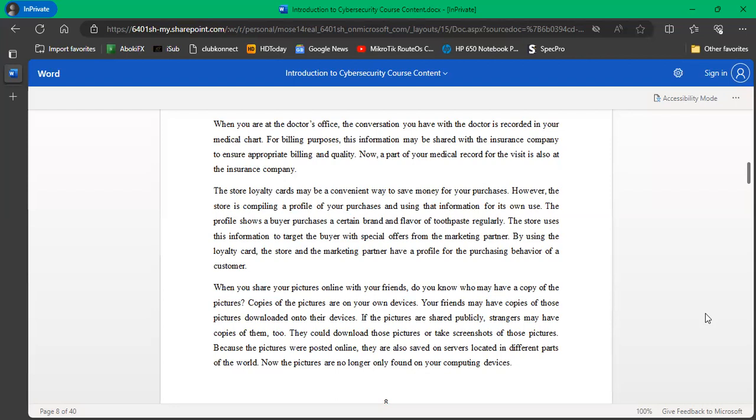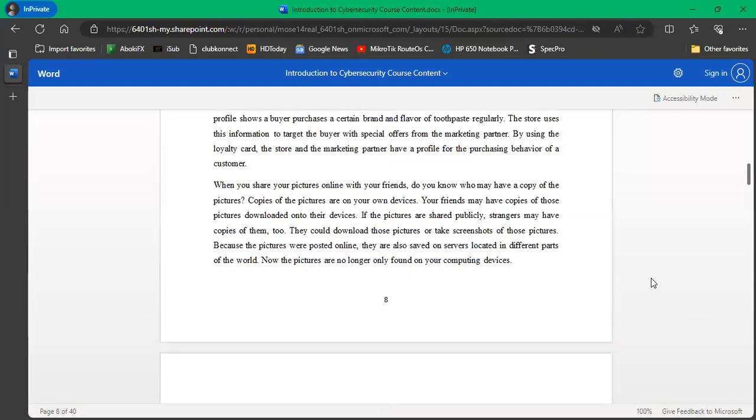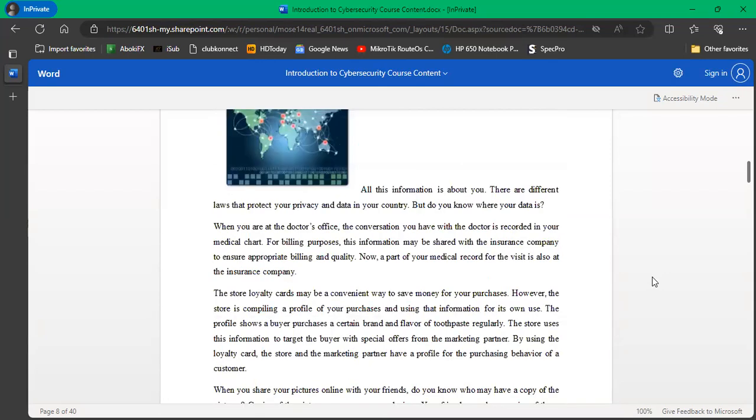When you share your pictures online with your friends, do you know who may have a copy of the pictures? Copies of the pictures are on your devices. Your friends may have copies of those pictures downloaded on their devices. If the pictures are shared publicly, strangers may have copies of them too. They could download those pictures or take screenshots of them because the pictures were posted online. And they are also saved on servers located in different parts of the world.